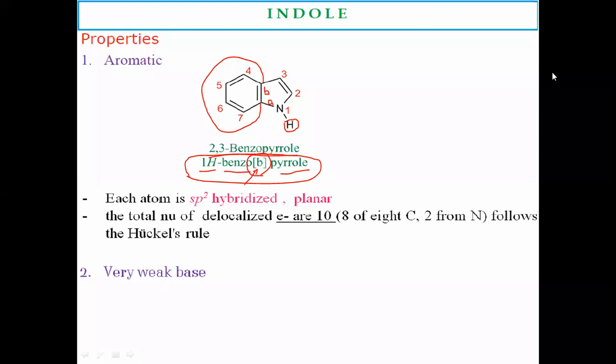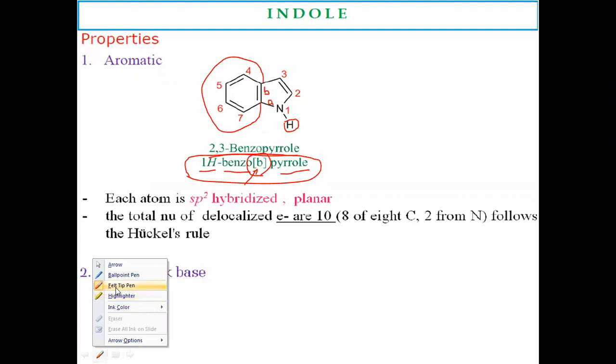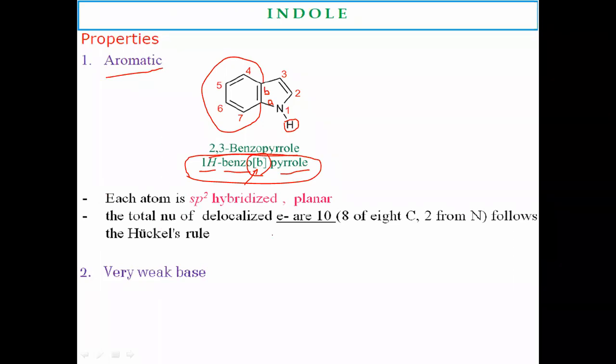So the IUPAC name for indole is 1H-benzo[b], this B indicating the B side of this pyrrole 5-membered heterocyclic moiety. Here this indole is aromatic in character because it has 10 delocalized electrons present in the system.